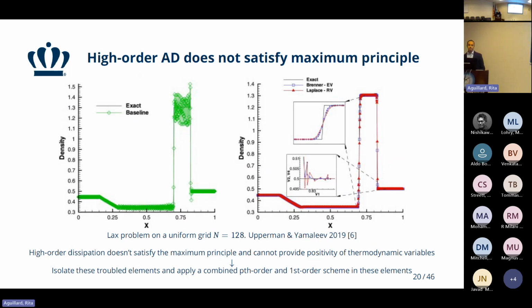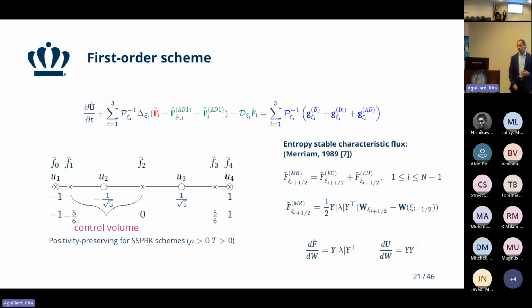Again, what happens with high order? Well, you still don't satisfy the maximum principle. And on the right is the zoomed in picture where you still have some oscillations. And because the maximum principle is not satisfied, you cannot really maintain the positivity of thermodynamic variables. So what happens is we revert to first order. So for troubled elements, we go to a first order scheme.